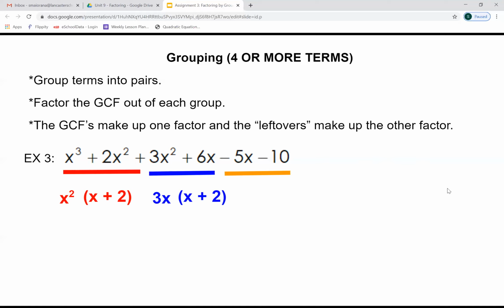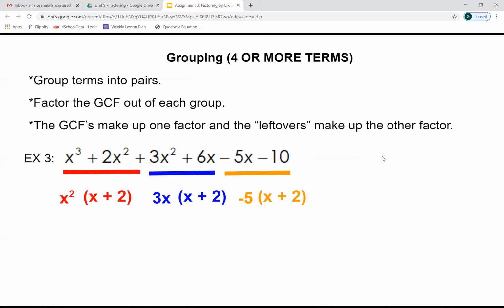Now when I look at the orange group, the negative 5x minus 10, anytime you're leading with a negative term, that means your GCF is also going to be negative. So when I look at the negative 5 and the negative 10, they don't have an x in common, so all I can take out is a number. I can divide them both by negative 5. So when I divide that out, I'm left with x and then a plus 2 since I divided by a negative. Again, that's supposed to happen because all my leftovers are supposed to match.